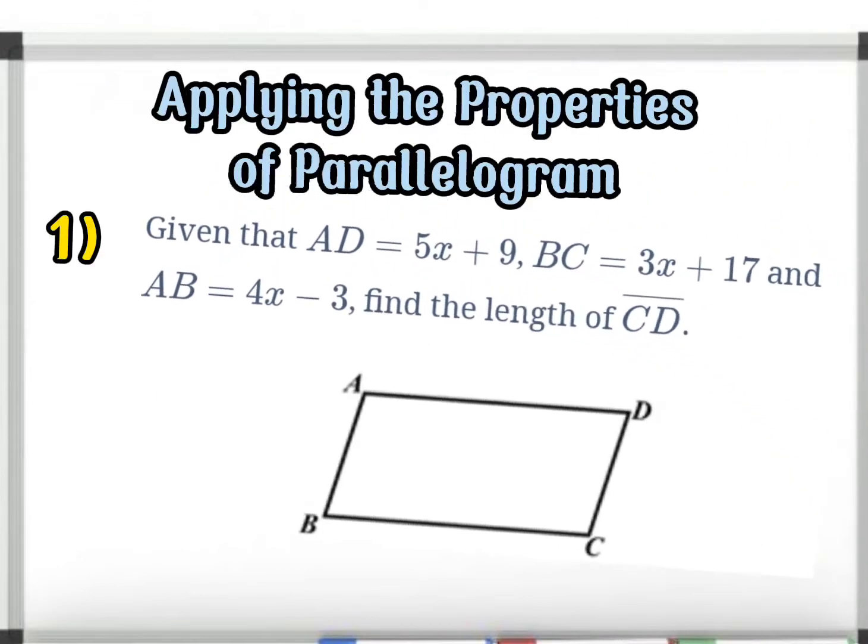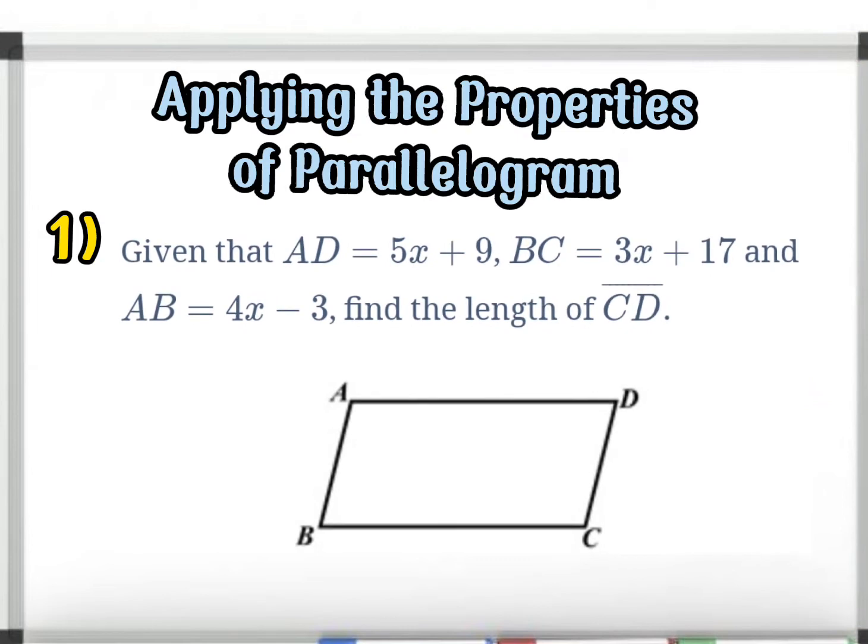Since alam na natin ang mga properties ng mga parallelogram, i-apply natin sa real-life situation. Given that ABCD is a parallelogram, if AD equals 5x plus 9, BC equals 3x plus 17, and AB equals 4x plus 3, find the length of CD.